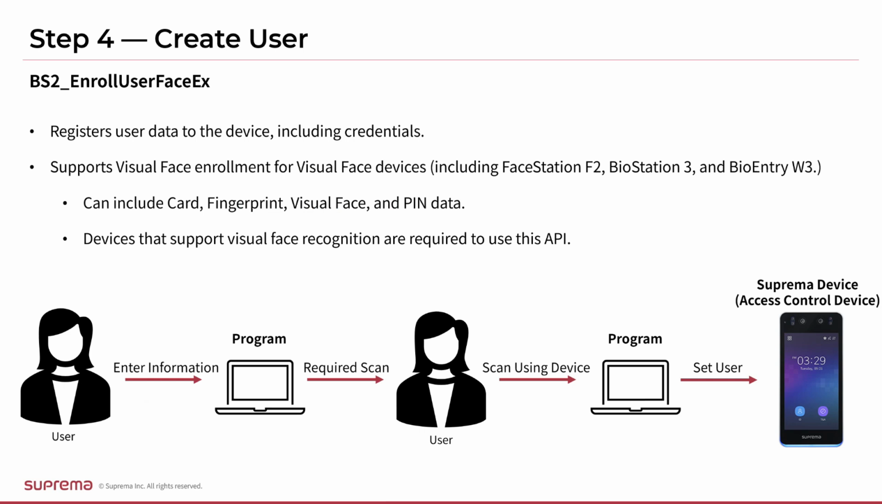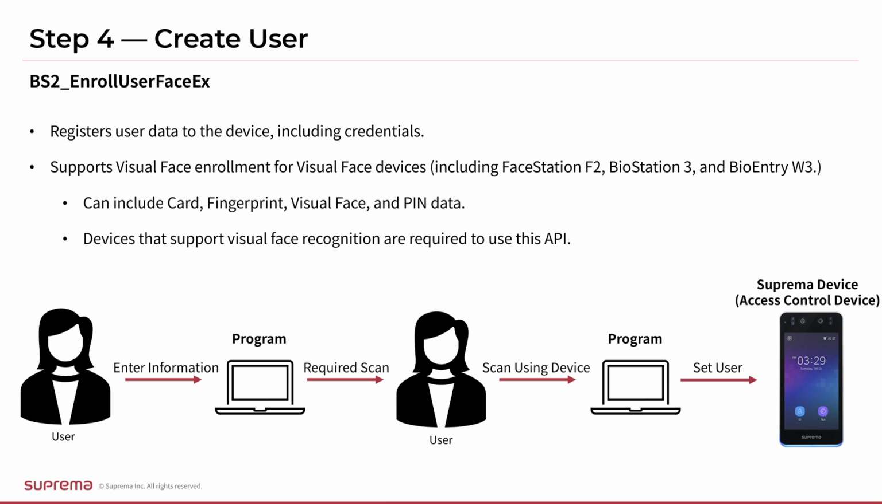Now, let's examine the final API, BS2 enroll user face EX. This API registers a user on the device, including the user's credentials. On devices that support visual face, including FaceStation F2, BioStation 3, and BioEntry W3, the user data can include credentials such as card, fingerprint, visual face.